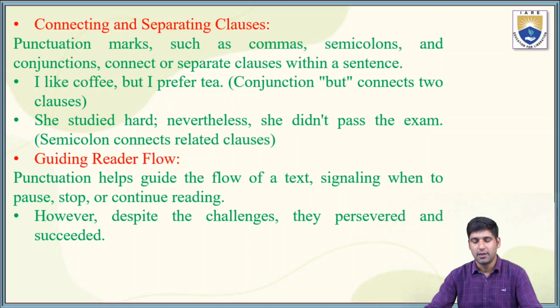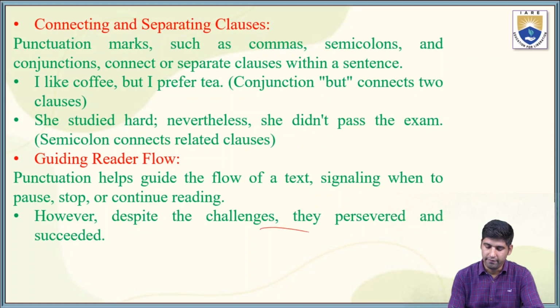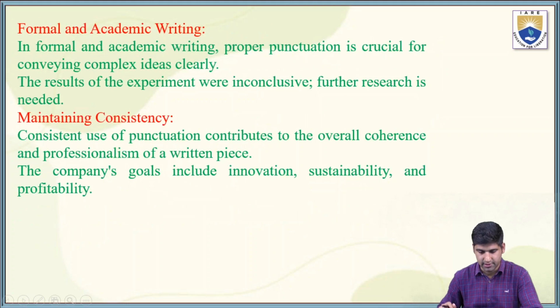This all is being spoken to a reader by the punctuation used by the author. So an example is, "Despite the challenges, they persevered and succeeded." This is an example where we have a comma which makes a short pause in the sentence. Formal and academic writing.